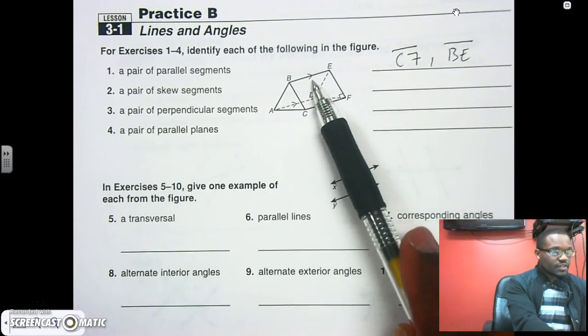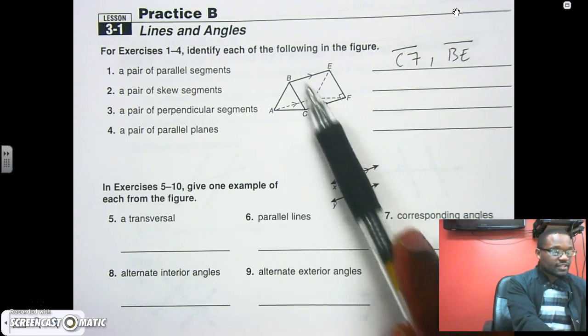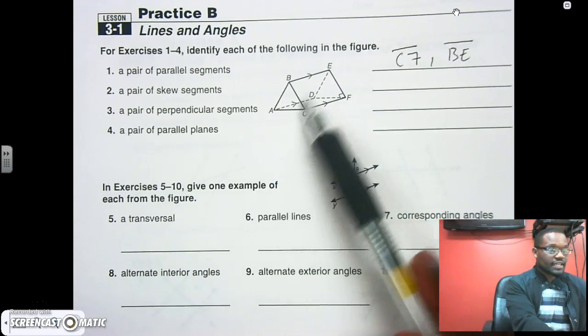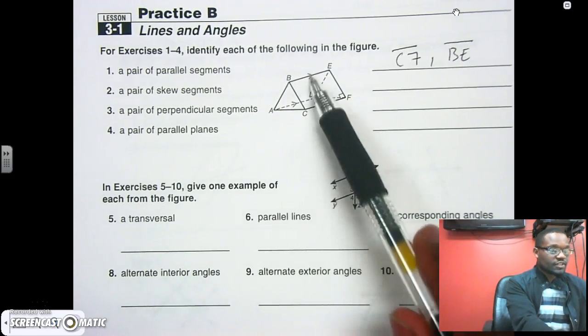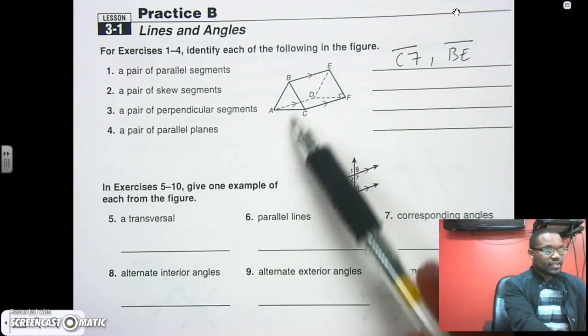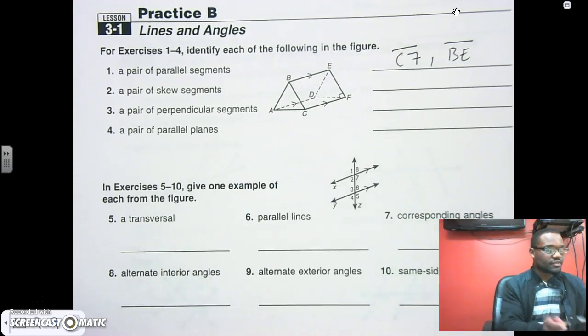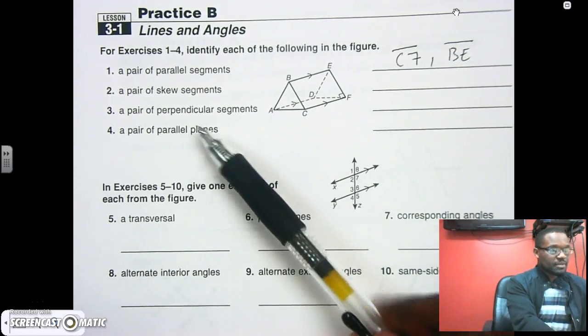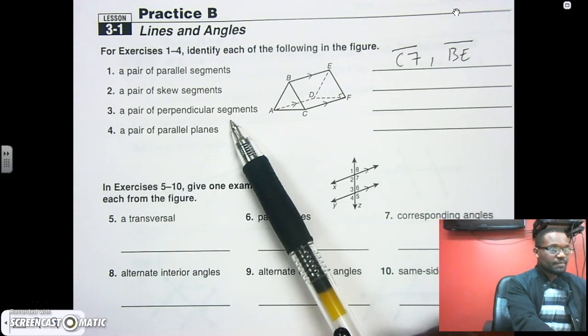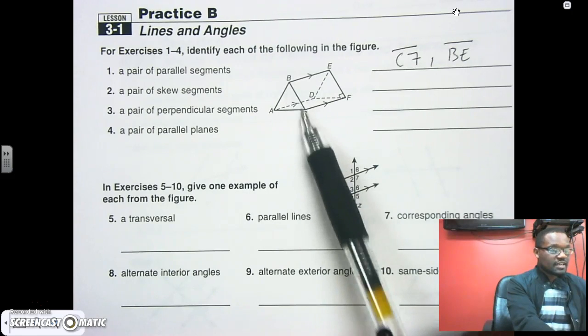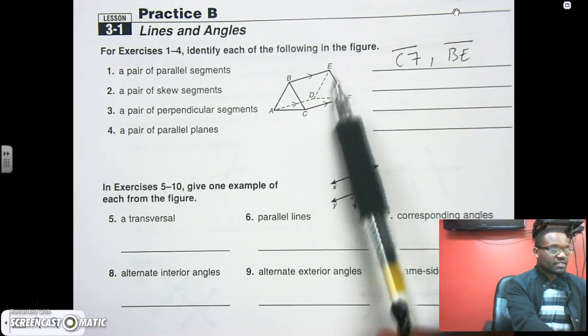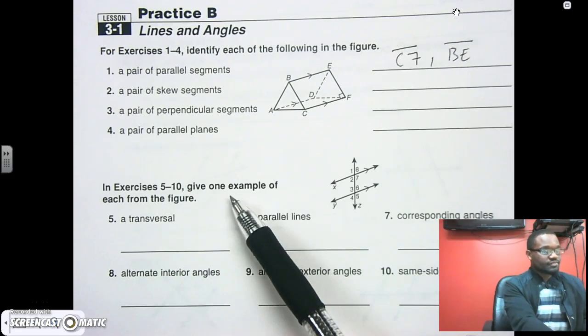And of course, this is new. Whenever you see this little arrow on the lines, those mean that those lines are parallel. So you can tell those, but BC and EF are also parallel, and also AB and DE. But there's several. A pair of skew segments: they're not on the same plane, and they don't intersect. So BC and DE, maybe. They're not on the same plane, and they don't intersect.